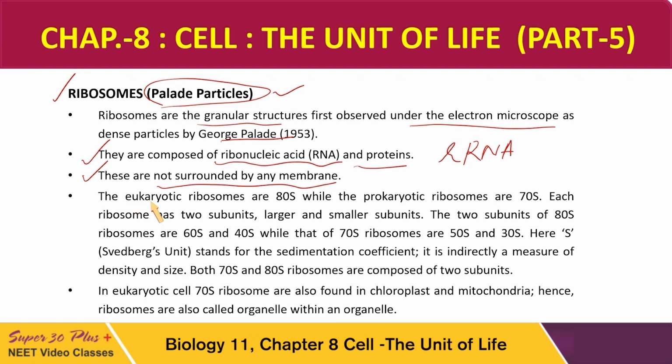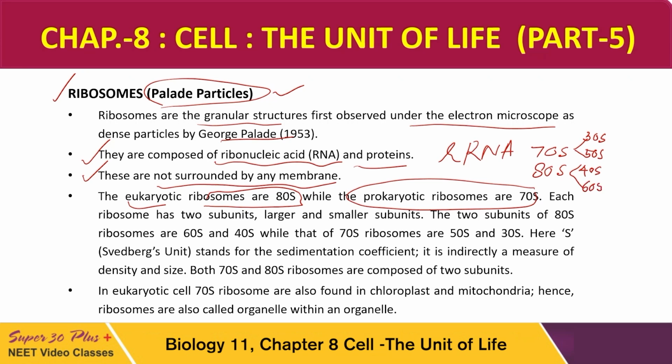Two important questions. In case of eukaryotic cell, the ribosomes are 80S, while in case of prokaryotic cell, the ribosomes are 70S. You see, each is made up of two subunits. 70S is made up of two units, and in the same way 80S is also made of two subunits. The two subunits of 70S are 30S and 50S, and in case of 80S, the subunits are 40S and 60S.